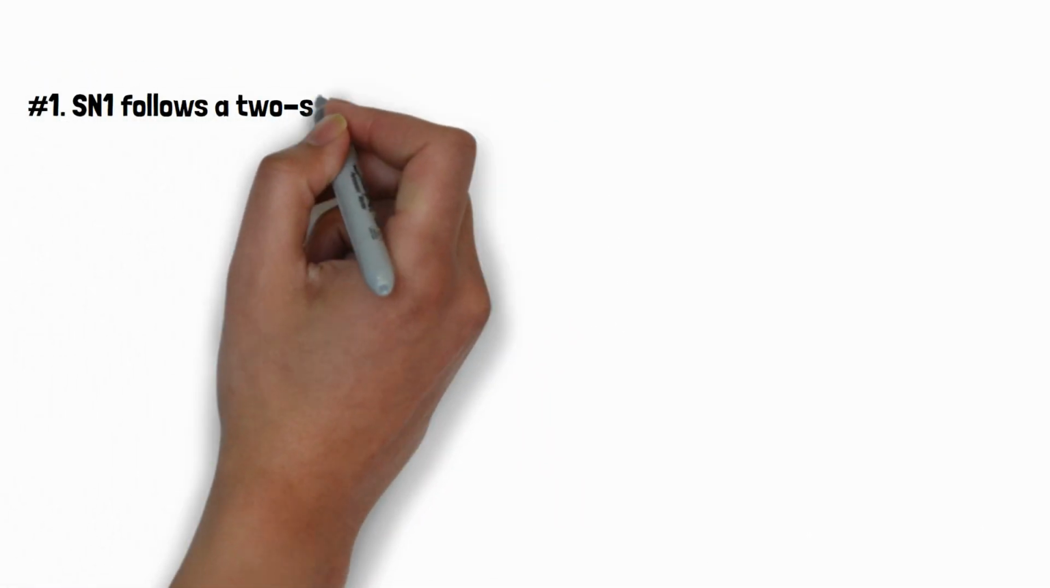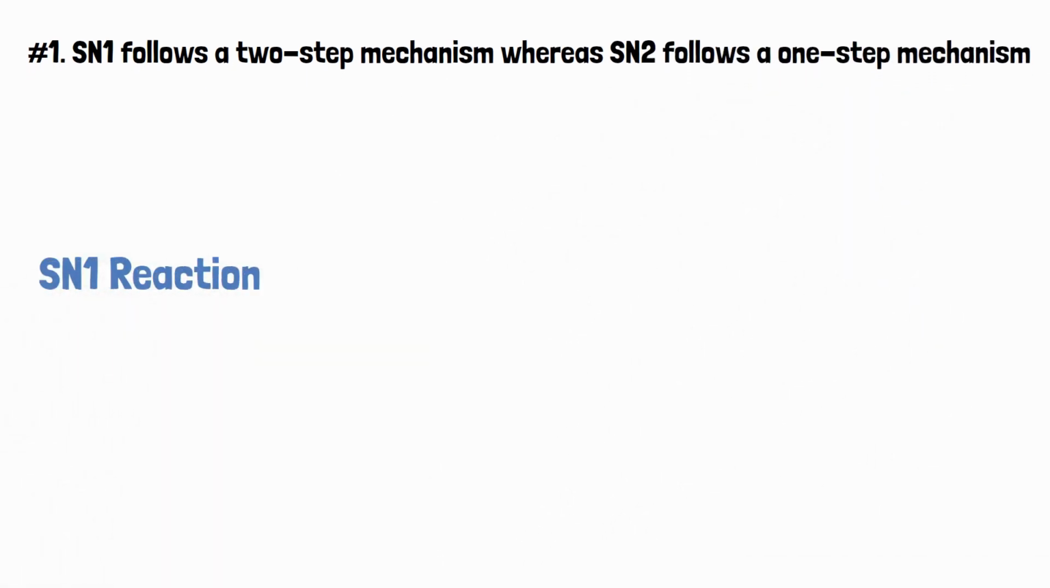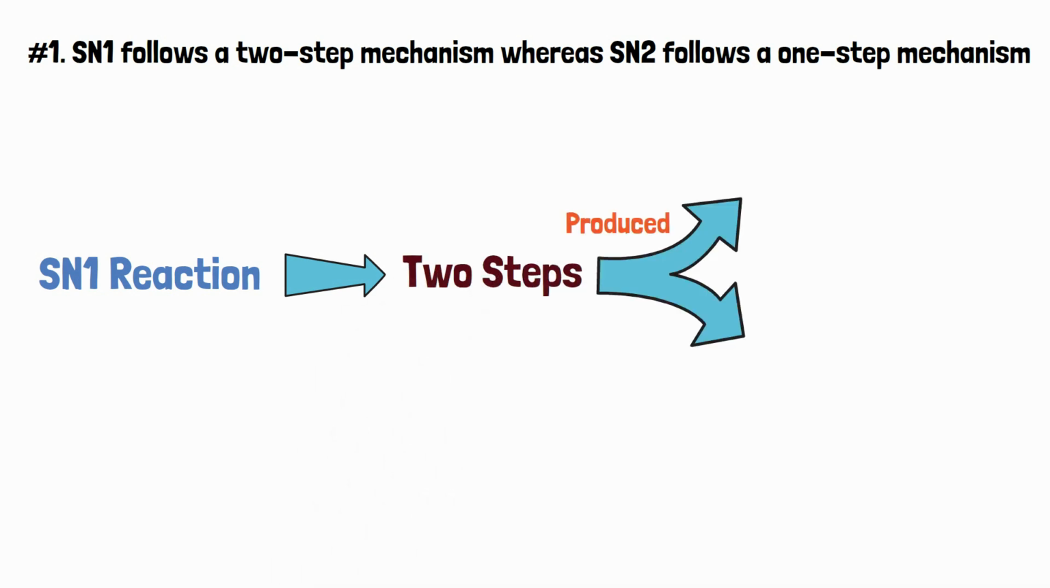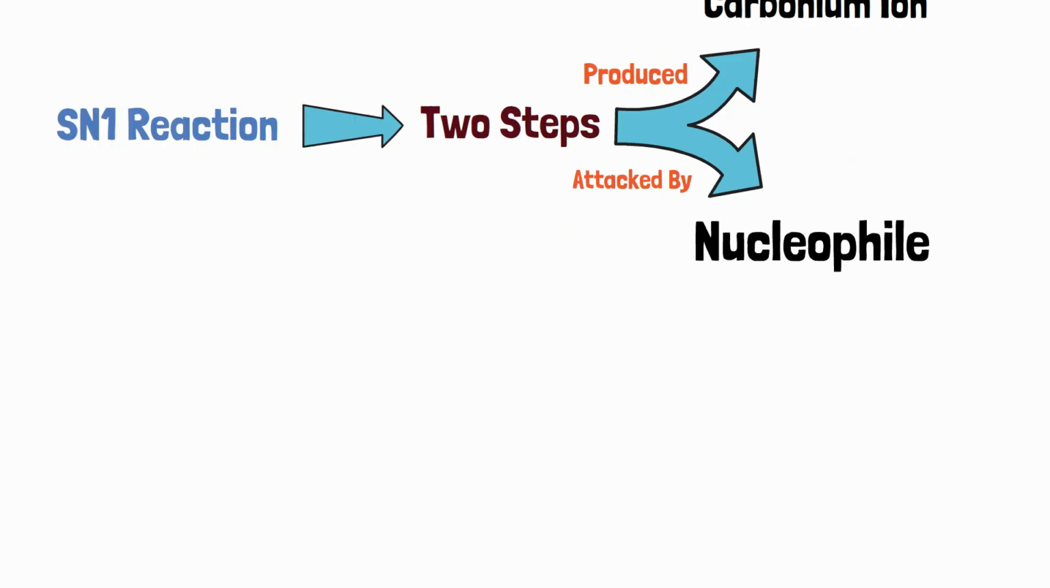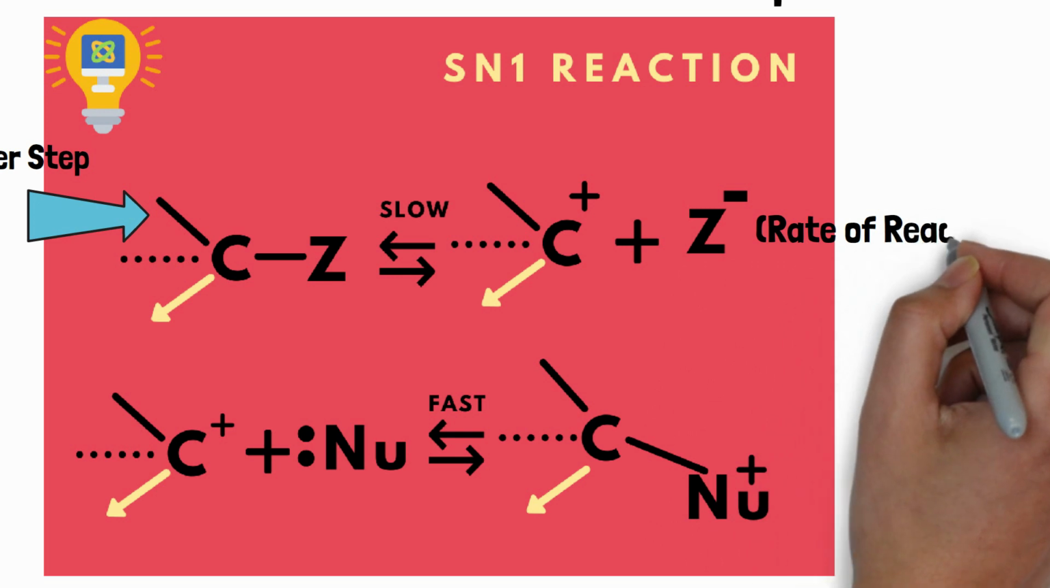Number 1, SN1 follows a two-step mechanism, whereas SN2 follows a one-step mechanism. Two steps are involved in SN1 reaction. In the first step, a carbocation is produced, which is in the second step attacked by a nucleophile. The first one is the slower step, and hence, is the one that determines the rate of the reaction.